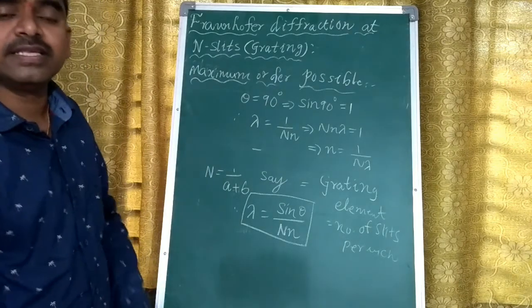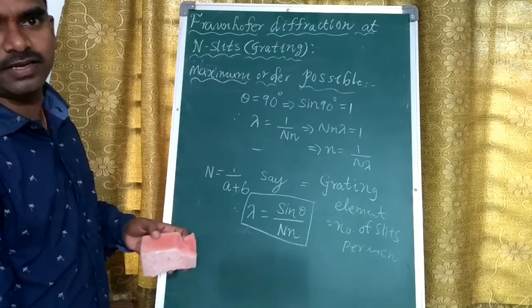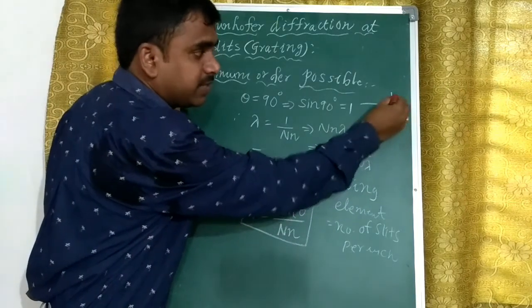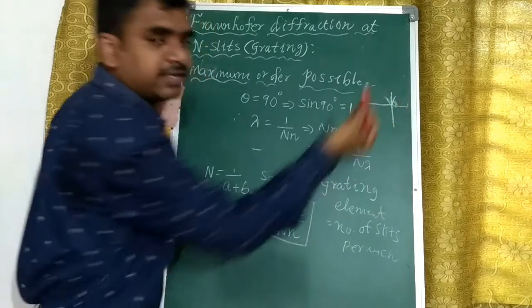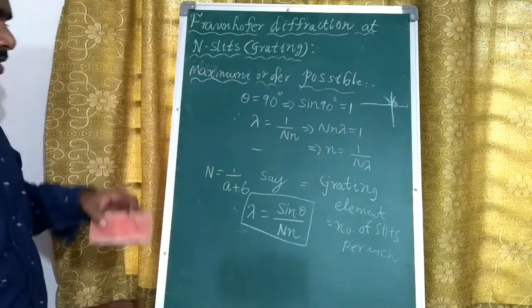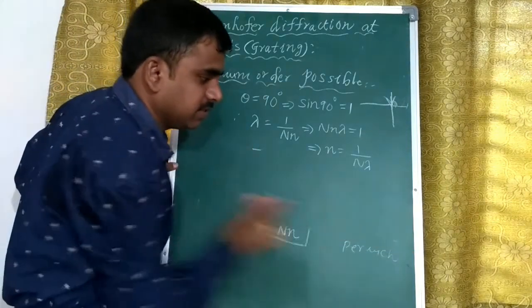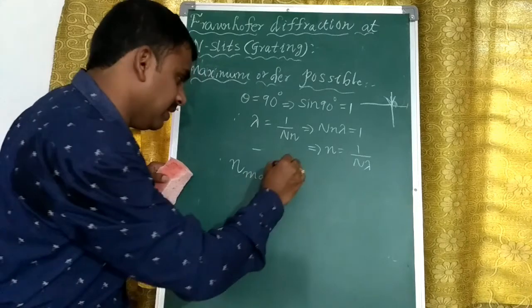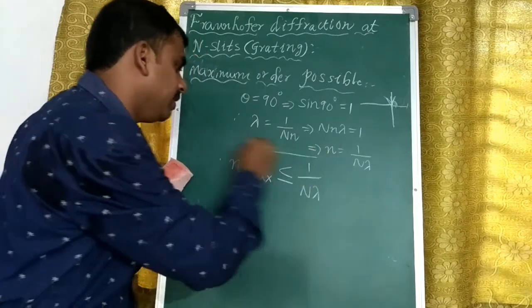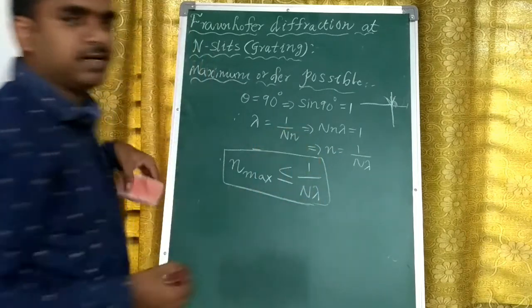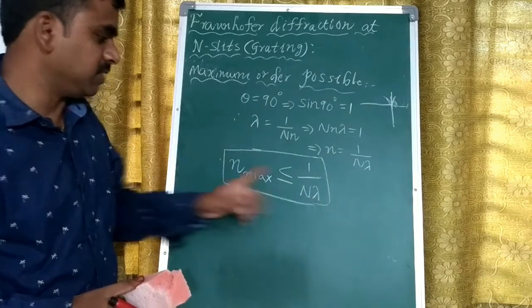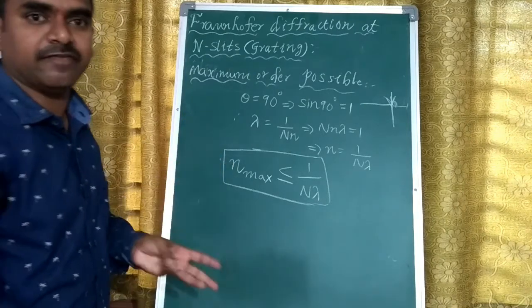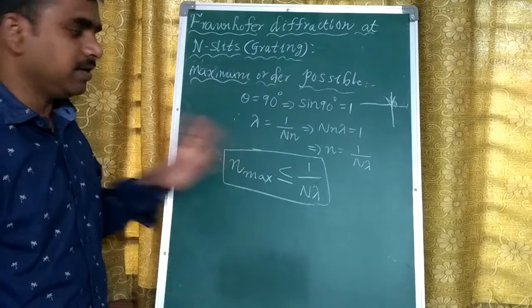Theta should be less than 90 degrees. Why? Because the rays fall normally, so 90 degrees is only the limiting case; other than that, it is not possible. Since the angle of diffraction is less than 90 degrees, the maximum order possible is less than or equal to 1 by N lambda, where N is the number of slits, lambda is the wavelength of the source of light, and small n is the maximum order possible. This is the concept of the diffraction grating spectrum and the maximum order possible.